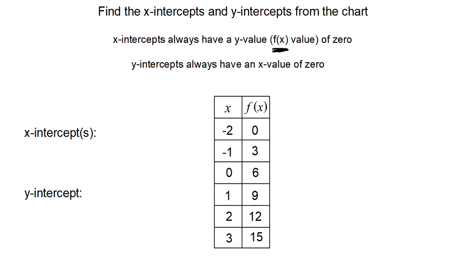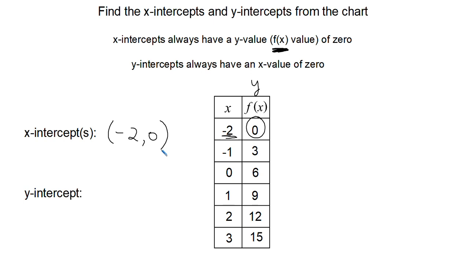So in order to find our x-intercepts from a chart, all we have to do is look at the chart and figure out when y, or when f of x, interchangeable terms when we're talking about a function, is equal to 0. So in this case, the f of x value is 0 when x is negative 2. So we want to write our x-intercept as the point negative 2, comma 0. And always write it as the ordered pair, x, comma y.